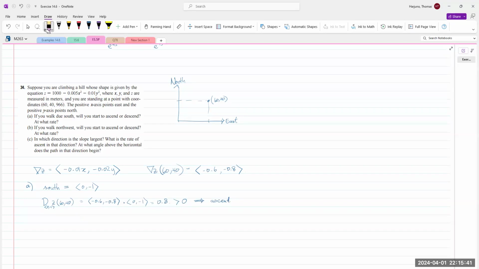At what rate? At the rate of 0.8. Okay, so basically at that point, if you go in the south direction, you will increase at 0.8 meters for every 1 meter you move.